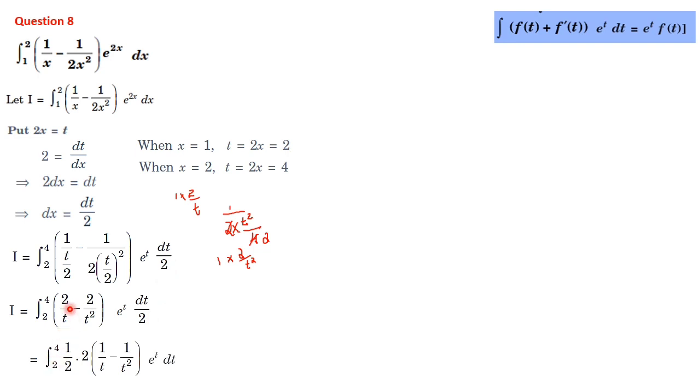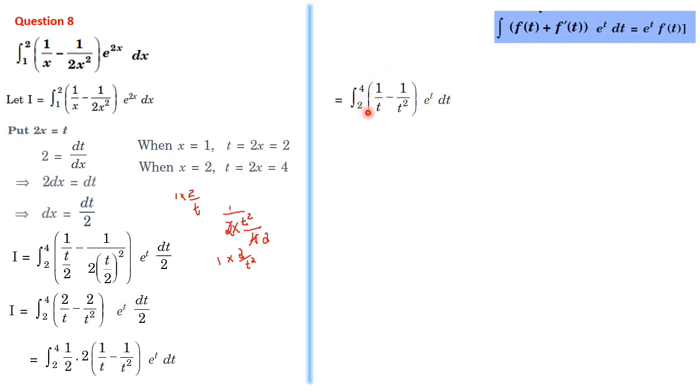Then integral 2 to 4. Now you can see here there is a 2 along with the dt in the denominator that we have got here in the first, 1 by 2 into, and in these two terms there is a 2 common that we have taken outside. Then inside the bracket there is the balance: 2 going outside means 1 by t is there, minus, here also 2 going outside means 1 by t square, e raised to t dt. Then these 2 and these 2 we can cancel, and the balance will be integral 2 to 4 of 1 by t minus 1 by t square into e raised to t dt.